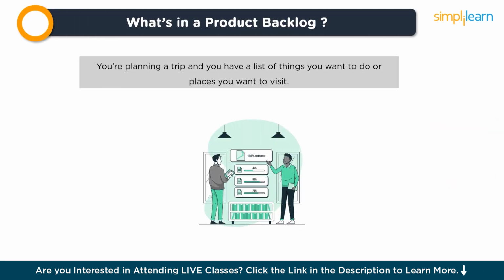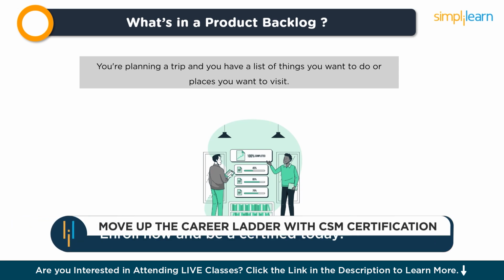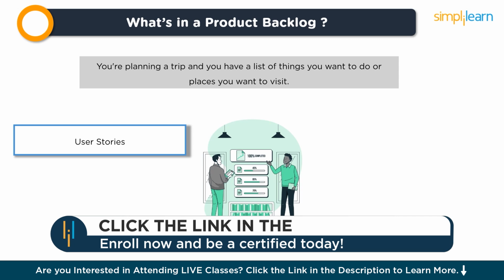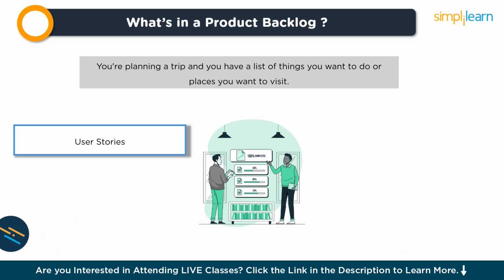All right, now let's understand what's in a product backlog. A product backlog serves as a comprehensive checklist for a project team, outlining all the tasks required to enhance the product's quality. It encompasses various elements: user stories, brief narratives detailing desired features from the perspective of the end user, structured as: as a type of user, I want an action, so that a benefit value.